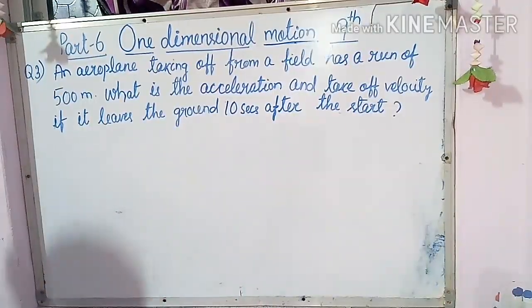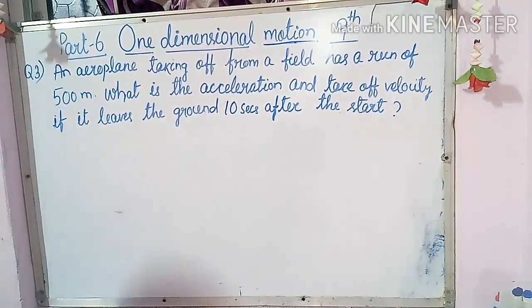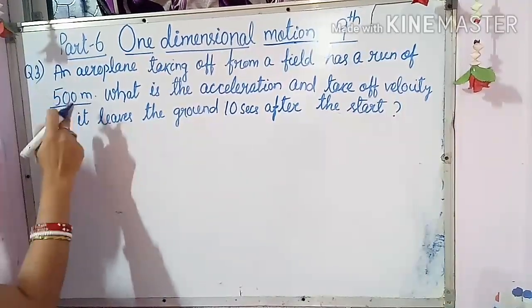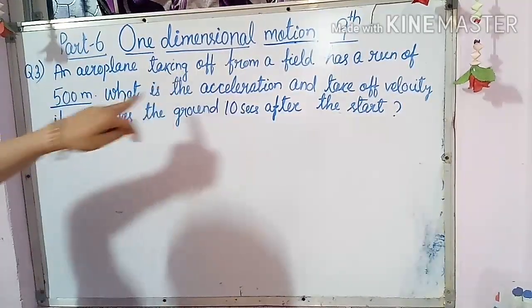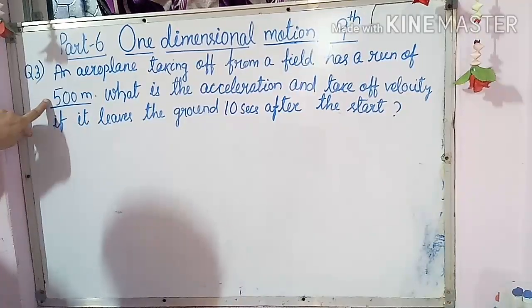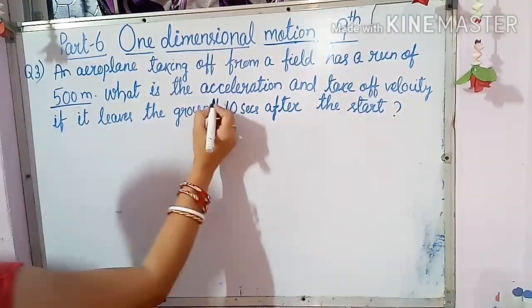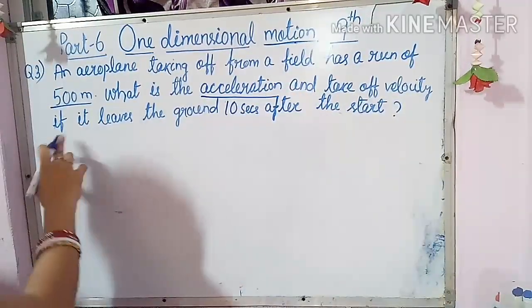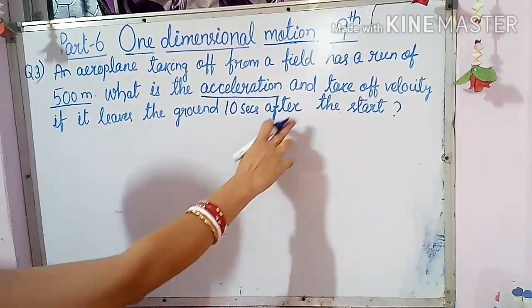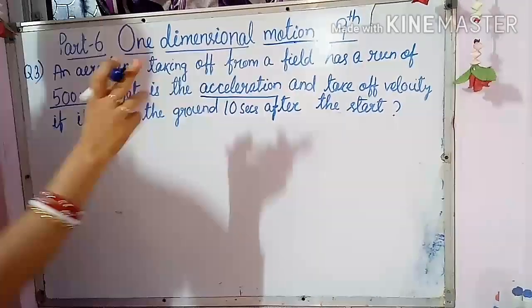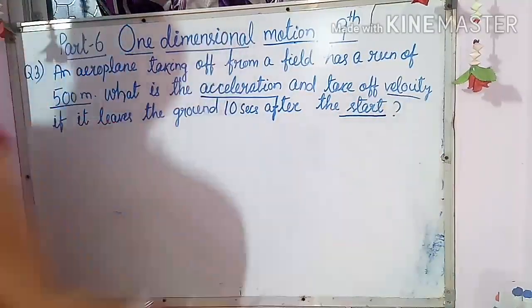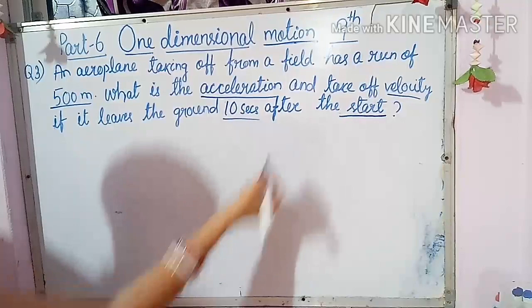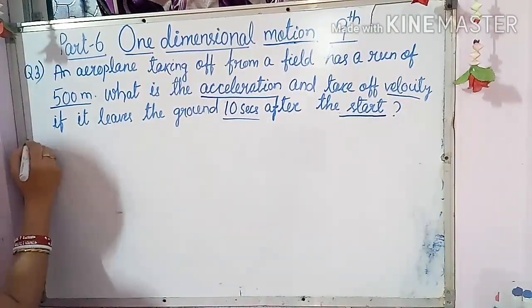Now children, you can see here I have written the next question. An aeroplane taking off from a field has a run of 500 meter. Meter means only distance. Always you try to identify the term according to your unit. So an aeroplane taking off from a field has a run of 500 meter means it is the distance s. What is the acceleration? Acceleration is asking. And takeoff velocity if it leaves the ground 10 seconds after the start. After the start, it is the keyword, means your u equal to 0. And takeoff velocity means it is asking the final velocity. And t has given 10 seconds. So these are the things you have to write symbolically.